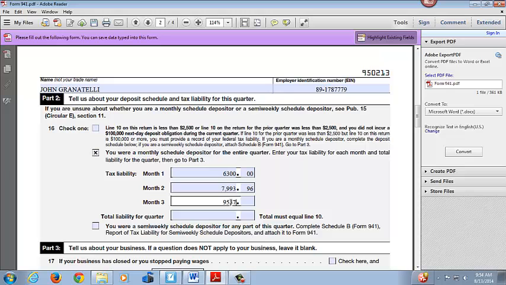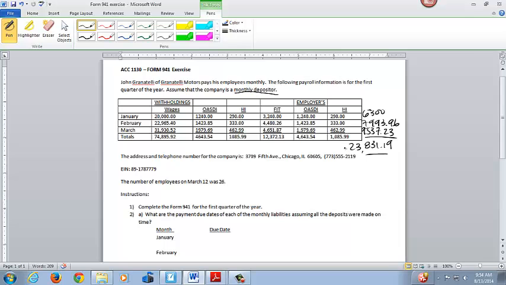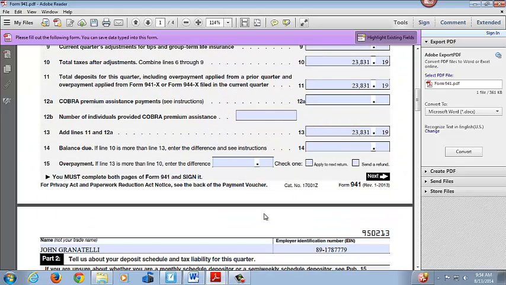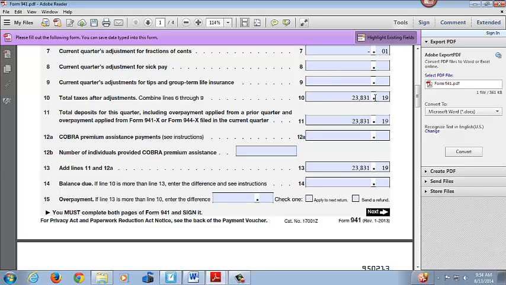$9,537.23. If we added all those together, we already did that, we get $23,831.19. So then we can put that in, $23,831.19, and notice that this total should equal what we have on line 10, which is here, and it does.